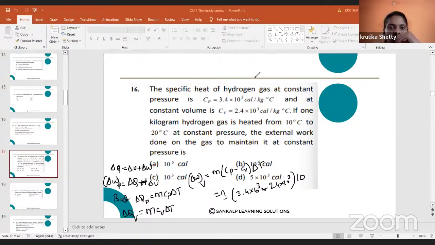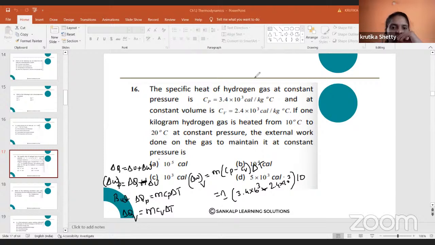So it is option B, 10 to the power of 4. I hope the solution is clear to everyone. If some students are not getting the voice clearly, please change your place and see. Yes, option B, that is 10 to the power of 4.